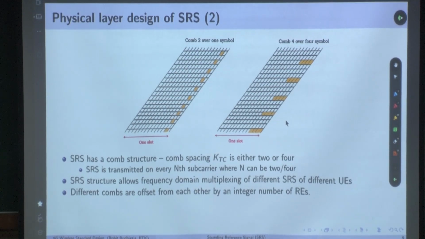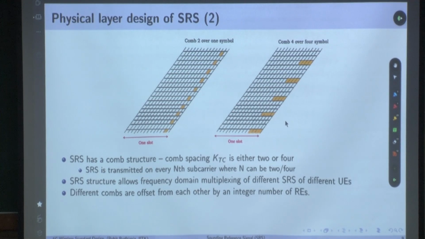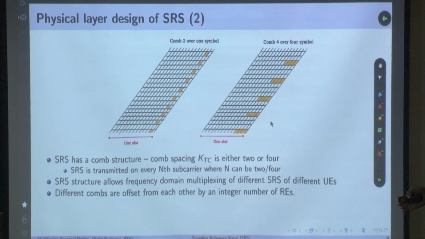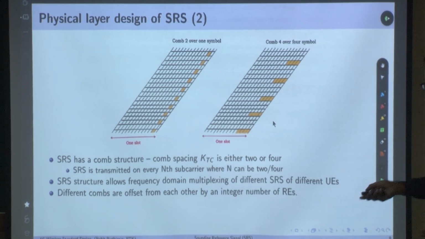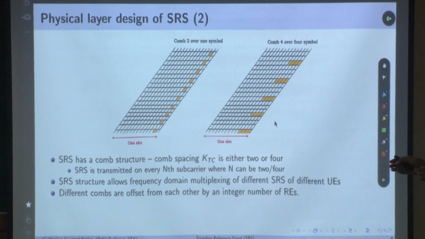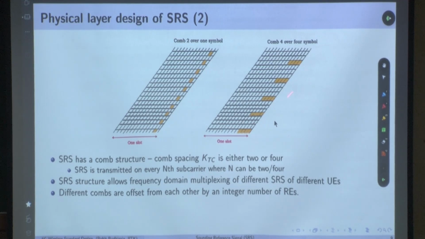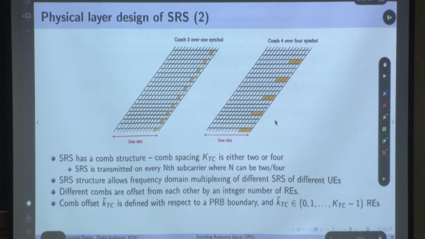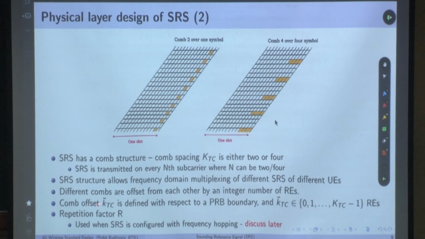So, all 4 contiguous, it can be 2 also, or it can be 4, depending on how bad or good the UE channel condition or SNR conditions are, but it allows us to sound out 4 different users. And so, this is something called the comb offset kappa bar TC, which is defined with respect to a PRB boundary. I will cover these aspects when we talk about frequency hopping.